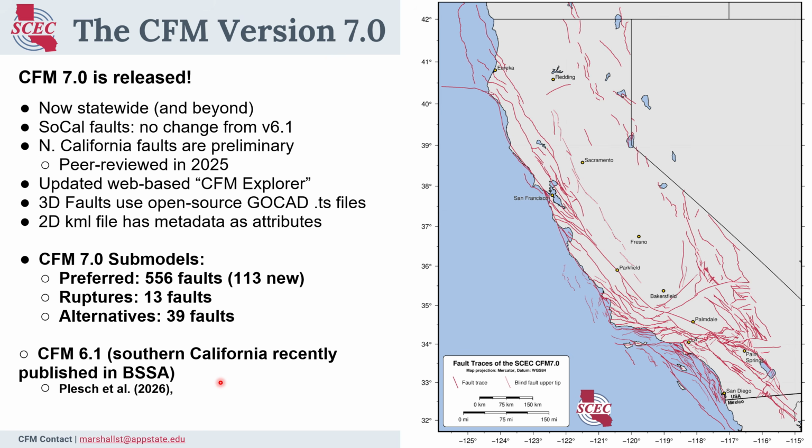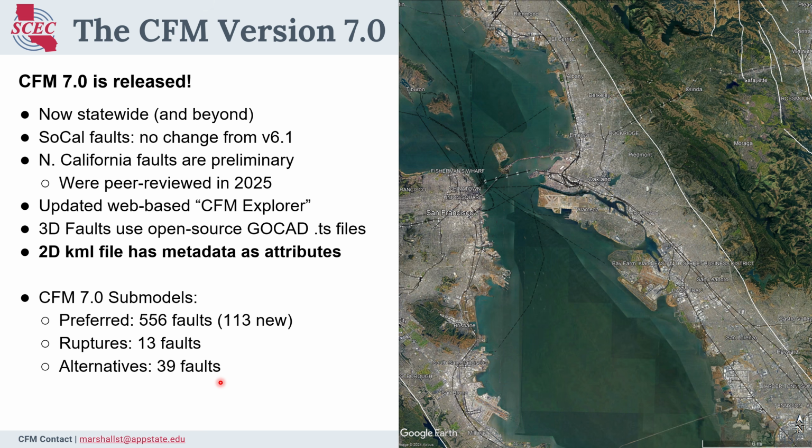So let's look at that KML file. KMLs are native to Google Earth, but if you're a QGIS user or any sort of GIS user, you should be able to load these. And this is sort of zoomed in on the San Francisco Bay Area.